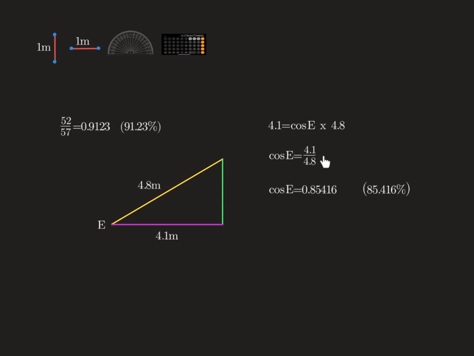4.1 divided by 4.8 is 0.85416, which means cosine E must be 0.85416. And to find what E is, just take the cosine inverse of that, and it's approximately 31.33 degrees. As an extra task, try to find little e as well, right here.